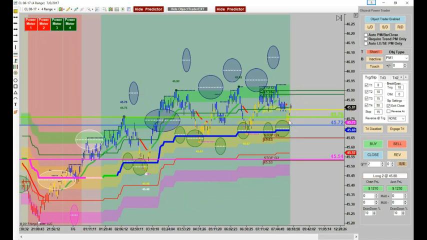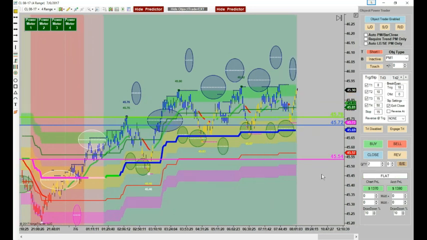It bounced off that. Came right into my area. Did you see that? Look at that. Well, we've already hit our target, so it's too late. All right. See how easy that actually is if you just look at your charts?